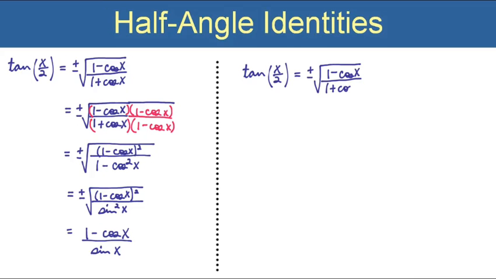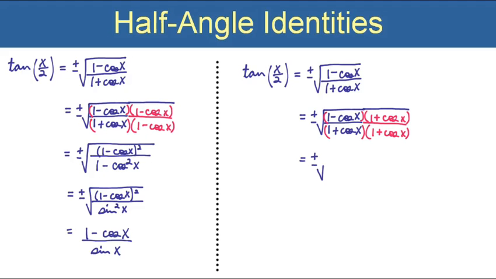We also could go at it like this. Rather than multiply by the conjugate of the bottom, we could multiply by the conjugate of the top. You see? So I could multiply top and bottom by 1 plus cosine x. If I do that, 1 minus cosine times 1 plus cosine gives me 1 minus cosine squared. And in the bottom, 1 plus cosine times itself gives me 1 plus cosine all squared.